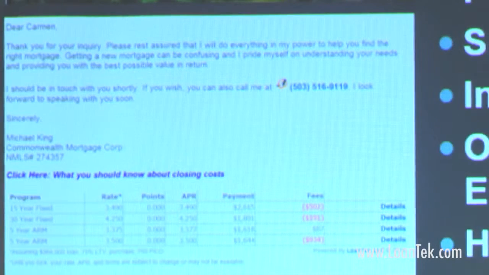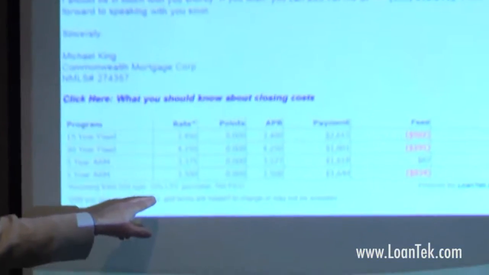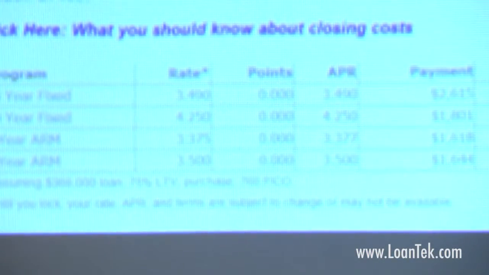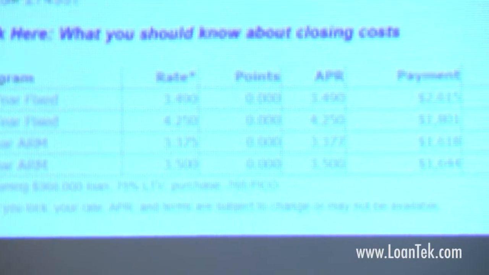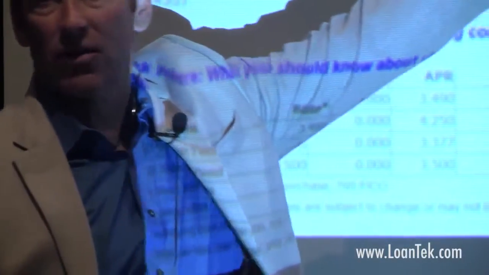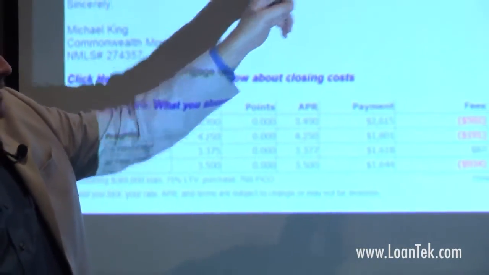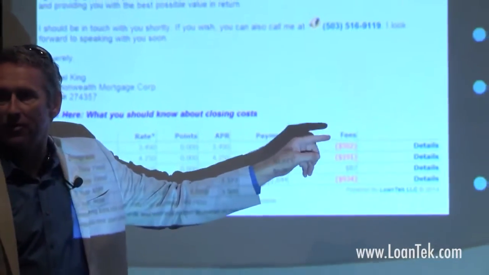But this bottom half is all Carmen. You can't read it back there, but this says, this assumes a $366,000 loan at 77% LTV purchased with a 760 FICO. Carmen knows that's my loan. This was prepared exclusively for me. I am now giving her something to opt into.